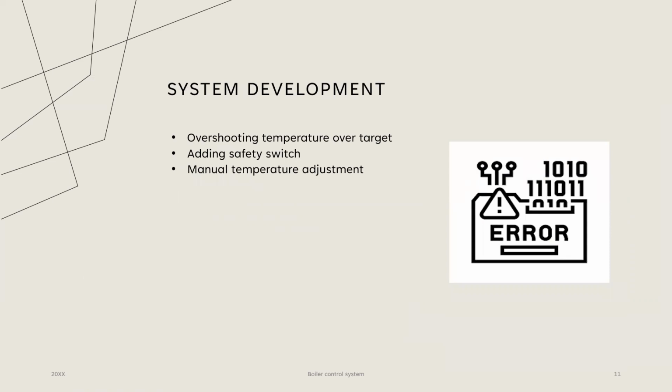System development. When I'm considering this project, there are a lot of things that could go wrong. Overshooting temperature over target, that's something that I would worry about. Adding a safety switch is very important because we're dealing with an electrical part. And manual temperature adjustment: if I could further improve my model, I would add a manual temperature control.